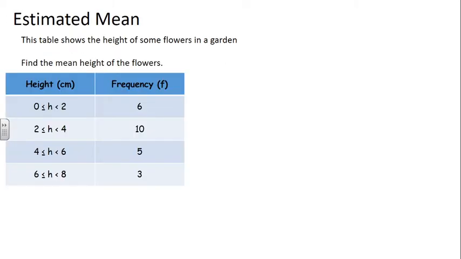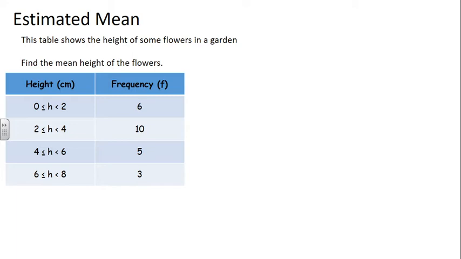So the first thing we're going to look at is what we normally call mean from a table. However, in this instance you will see it as estimated mean. It is really important you understand that doesn't mean you are just having a random guess and estimating what you think it could be. It is called an estimated mean because the flower heights in this garden are grouped.